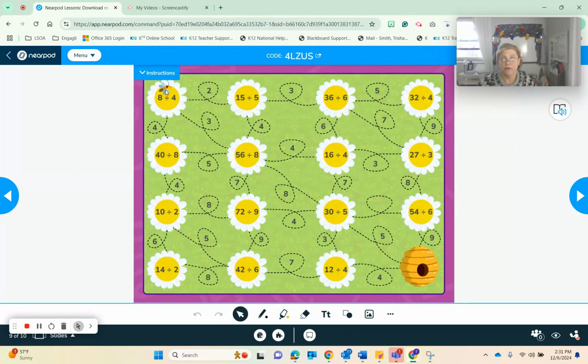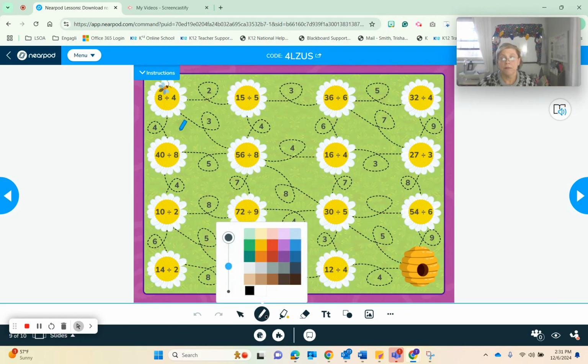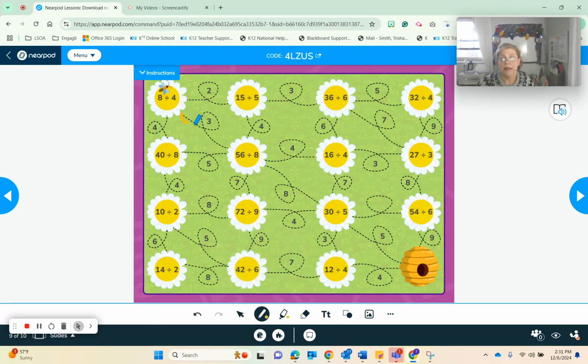So do that for this one. You're going to start at 8 divided by 4 and then work your way. But please remember, use your pen to trace.